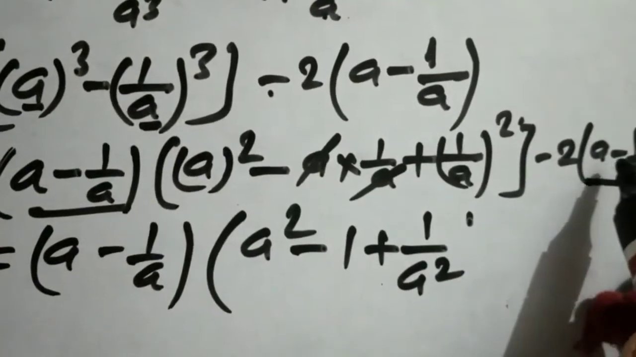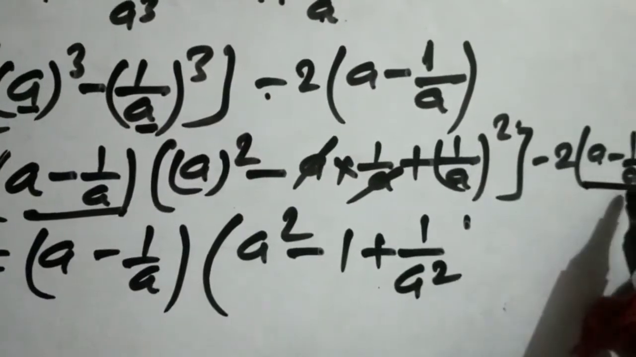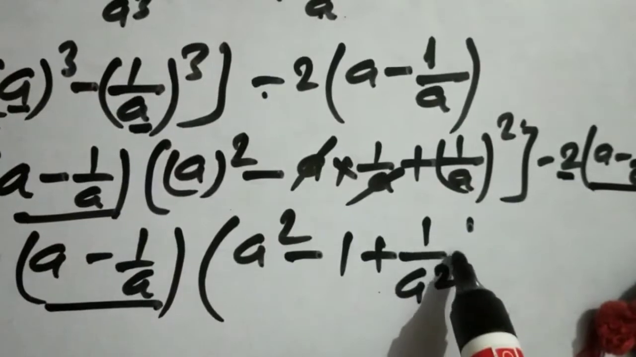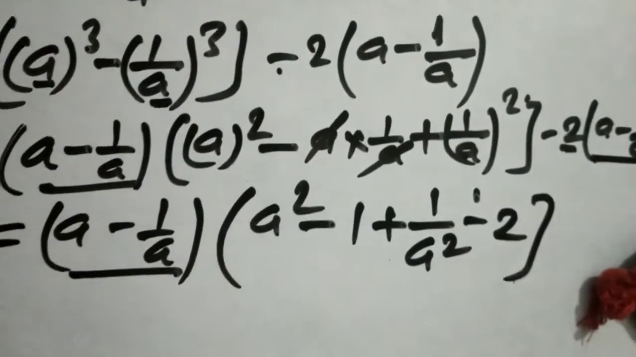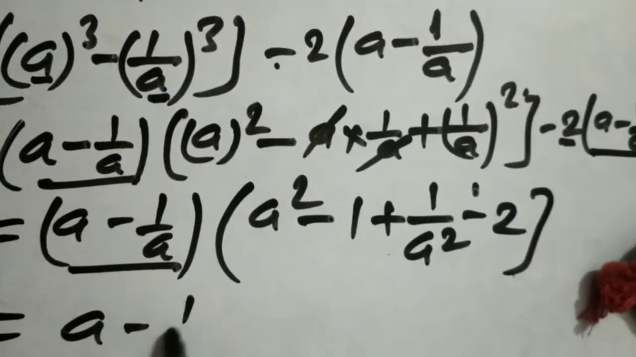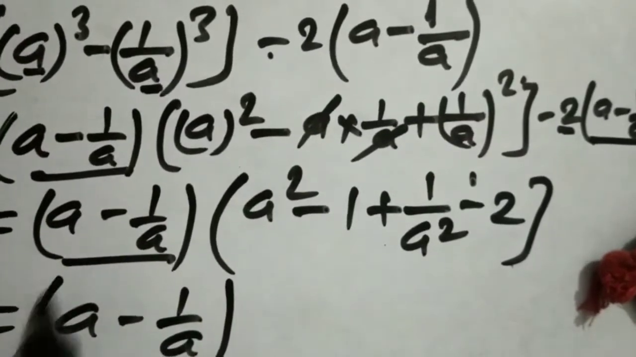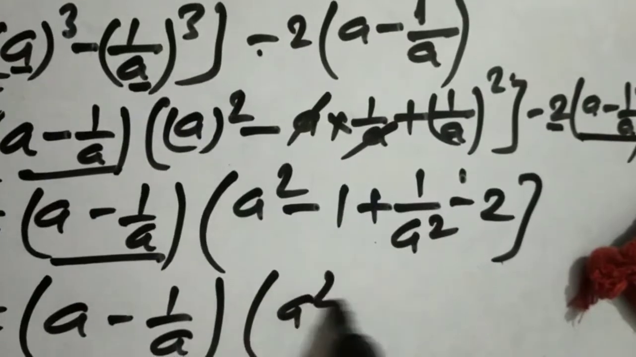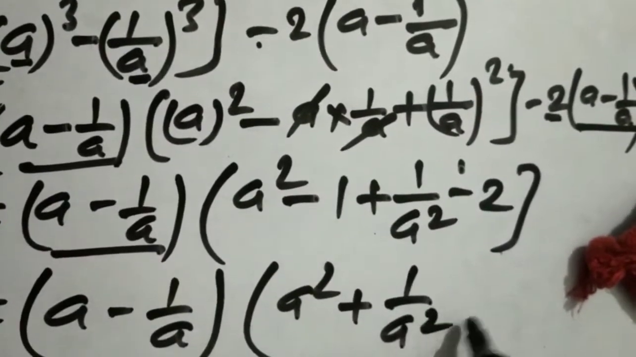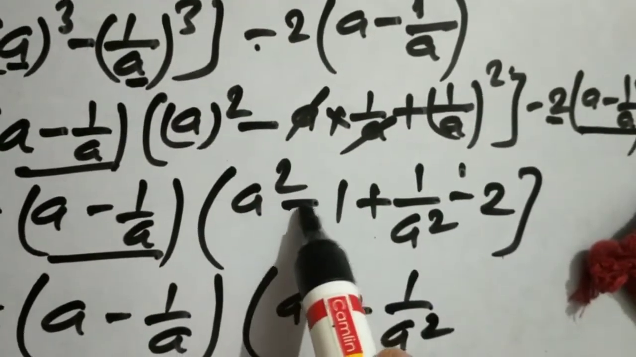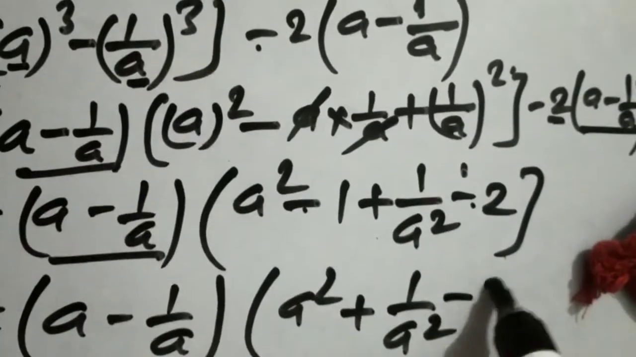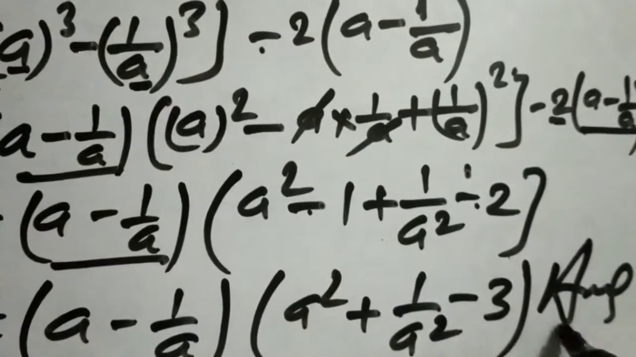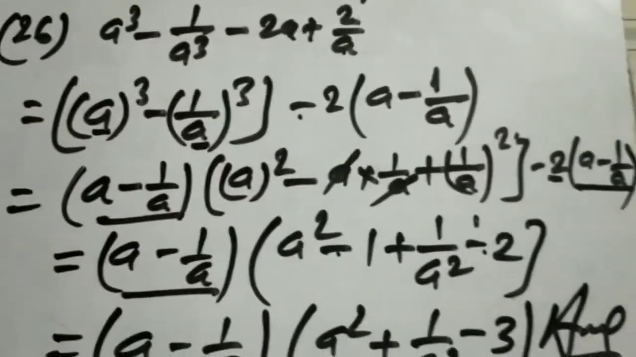As we have taken a minus 1 upon a as common, then what will be left here? 2. So write here minus 2. Then we have a minus 1 upon a multiplied with a square plus 1 upon a square, right? And then minus 1 minus 2 will be added, it will become minus 3. So this is your answer for the given factorization.